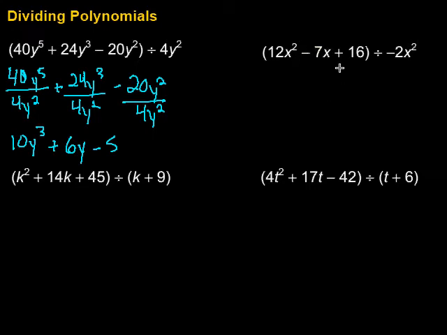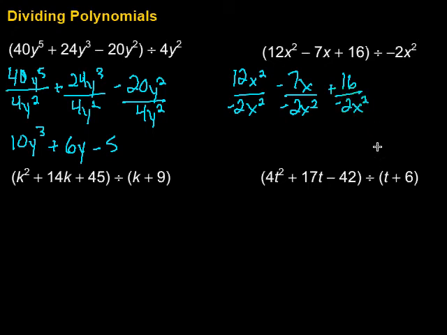Okay, let's take a look at this next one. Similar situation, and I'm going to start by dividing each piece by that negative 2x squared. Negative 2x squared, then minus 7x over negative 2x squared, and then plus 16 over negative 2x squared. Okay, then again I simplify. So that's going to give me 12 divided by negative 2 is negative 6. And I've got x squared on top, x squared on the bottom. Those all cancel out.